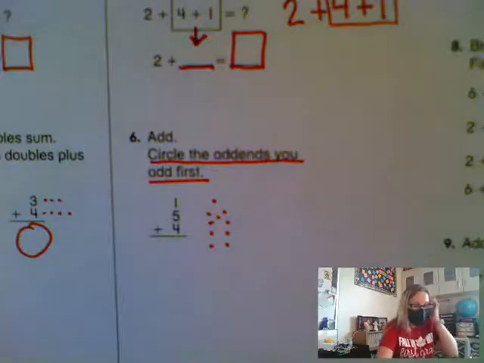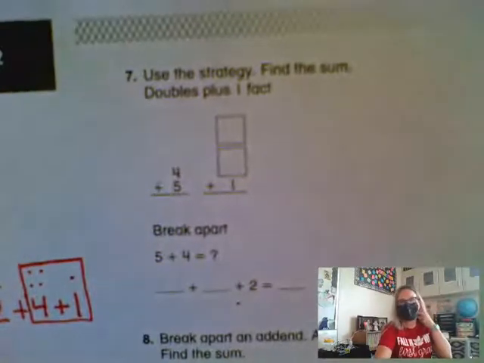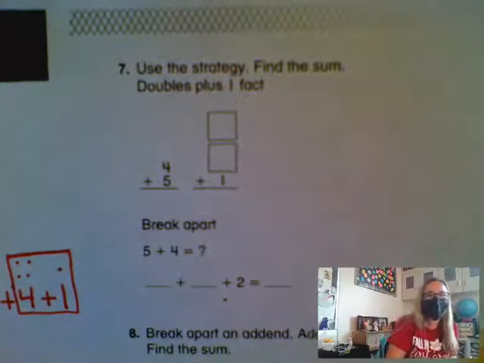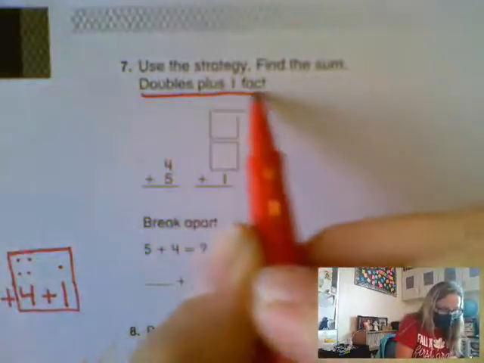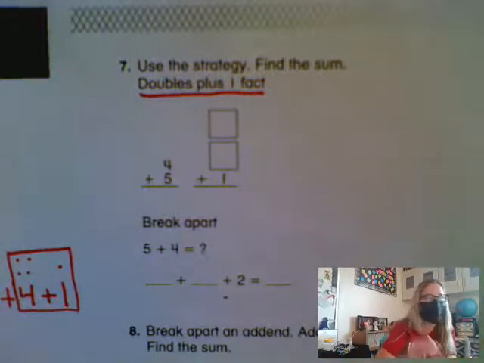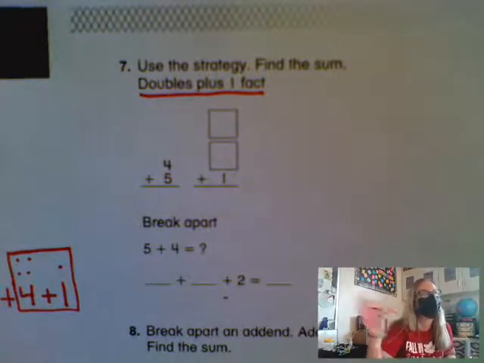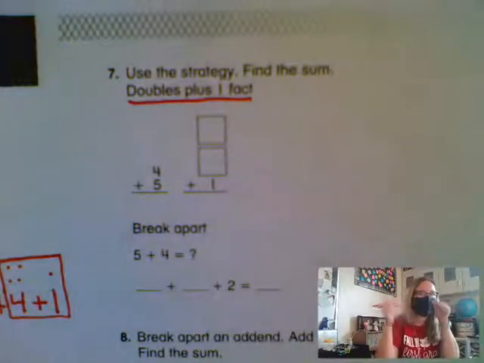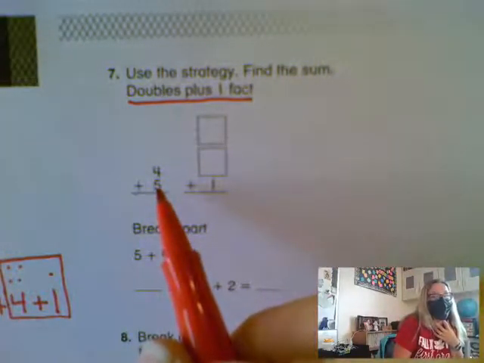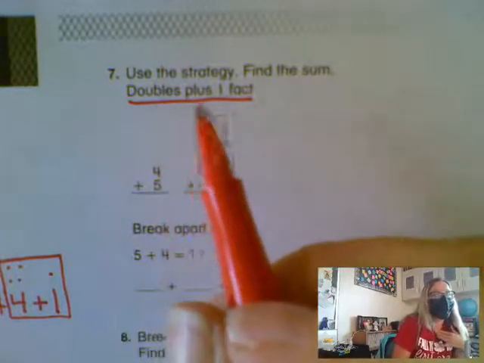All right, we're going to go now to number 7, which is at the top of the next side there. This one says, use the strategy, find the sum. So the strategy they want us to use is doubles plus 1 fact. Now before you get confused, don't look at your paper and then back up at the board and back to your paper. Just watch the board for a minute, okay? Forget about your paper for a minute. Just watch my page on the board, okay? They want you to add 4 plus 5. So what they're saying is use the doubles plus 1 fact to help you.